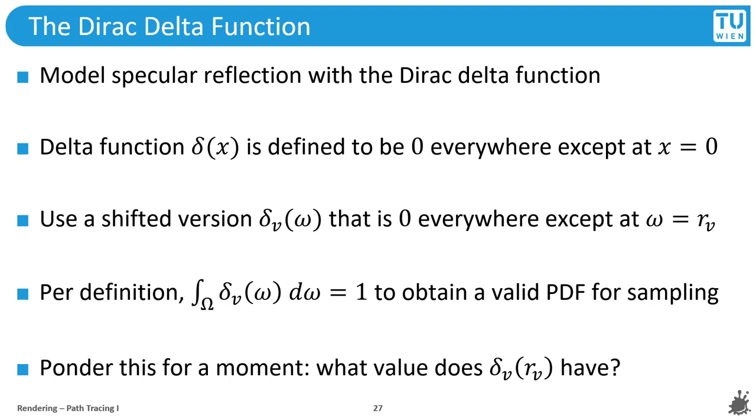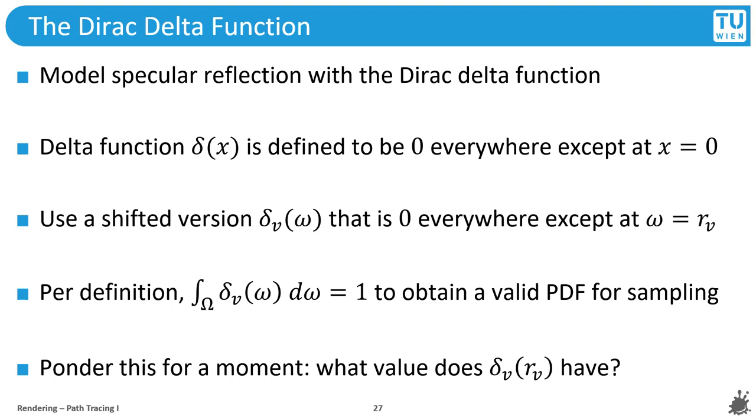If we can importance sample this distribution, then we should never get a direction that is different from rv, because all other directions would have probability zero. To make this a valid PDF for sampling, we must ensure that the integral over the hemisphere is 1, of course. This is ideal in theory. There's just one question that you might want to ponder for a moment. What actually is the value of delta v at rv?